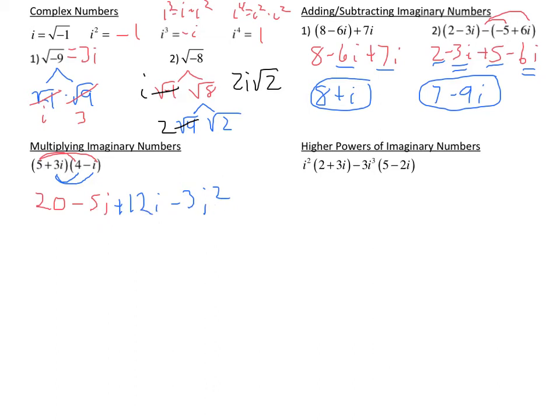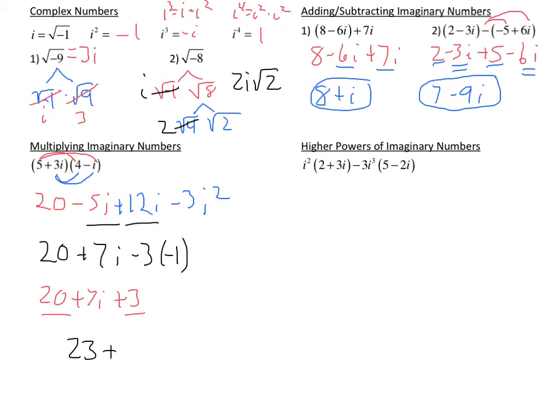Watch what happens. I'm going to combine those two. First, I'm going to leave the 20 in front. Negative 5 and a positive 12 is a positive 7. And won't this become 3 times negative 1? Because i squared is negative 1. So I now have 20 plus 7i. And what's negative 3 times negative 1? Is that plus 3? Now can I combine those? When I combine those, do you see how you have 23 plus 7i?